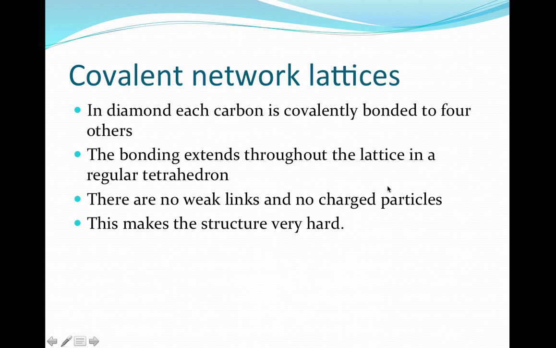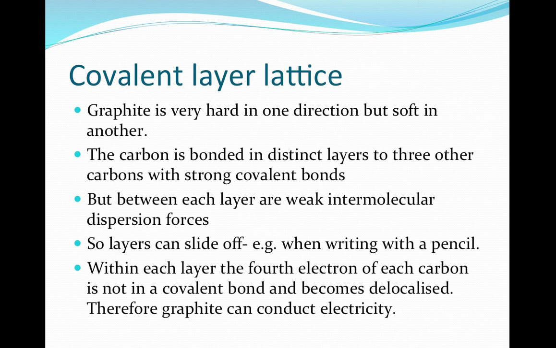So, in the network lattice, we've got a regular tetrahedron throughout the lattice, no weak links, nothing charged, only covalent bonds. This makes diamond one of the hardest substances in existence. Graphite is hard in one direction but soft in the other. So we've got those layers, and in each layer you've got carbon bonded to 3 others. And we've also got a delocalized electron.